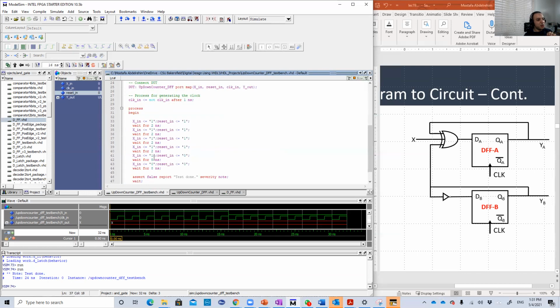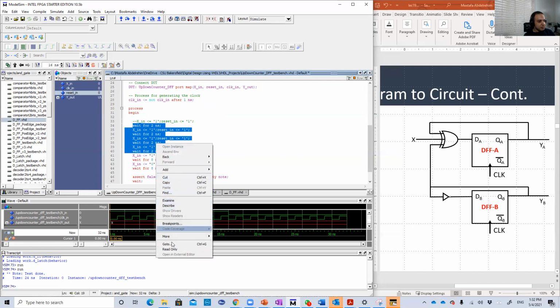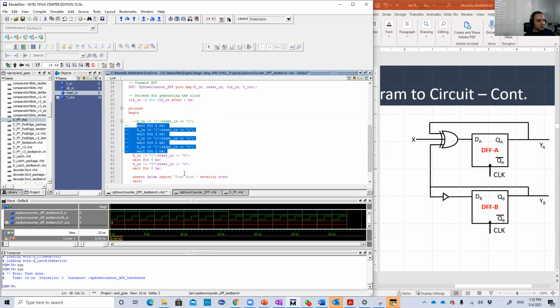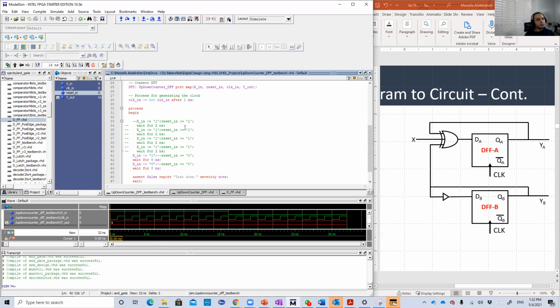We can just comment out that part, and we can even comment here as well. So you have here just one input. Just consider that the reset is not there. There is no reset input. We can just save this and compile all.